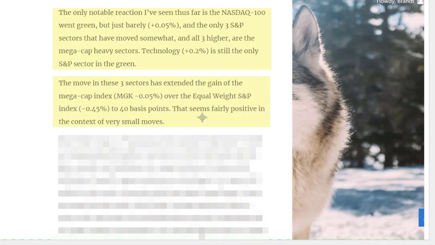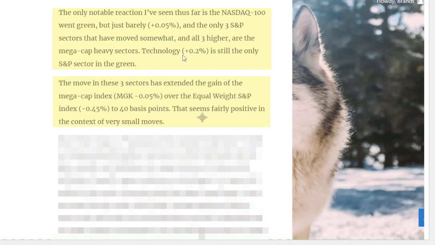because the dollar tends to give us a quick read on whether the message was hawkish or dovish compared to what the market had expected. So in any case, the only notable reaction I've seen thus far is in the NASDAQ 100, which went green just barely, and the three S&P sectors that have moved somewhat, all higher, are the three mega cap heavy sectors.